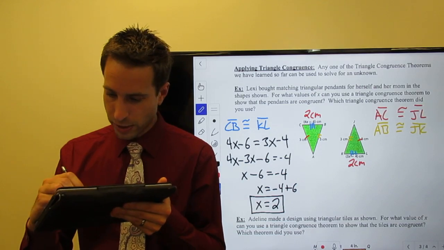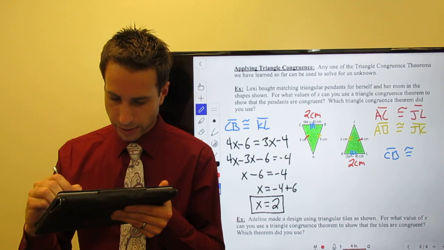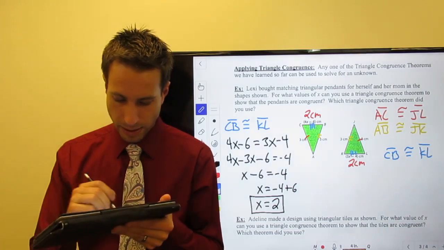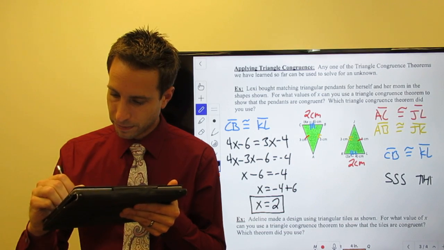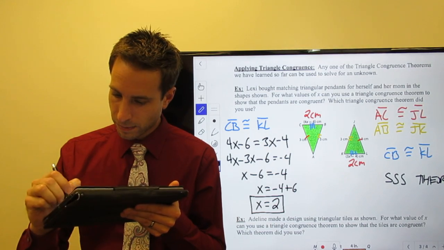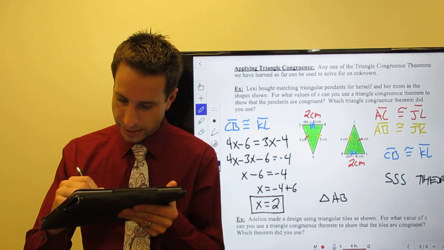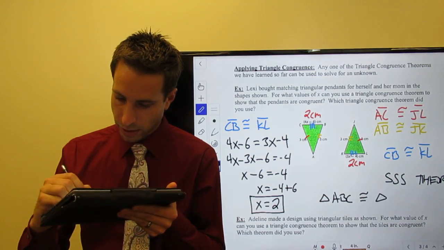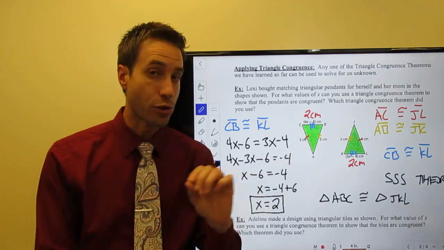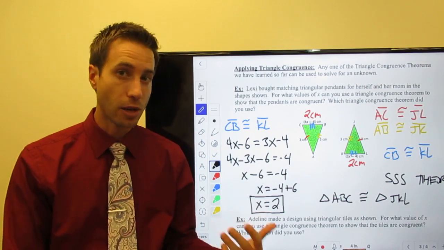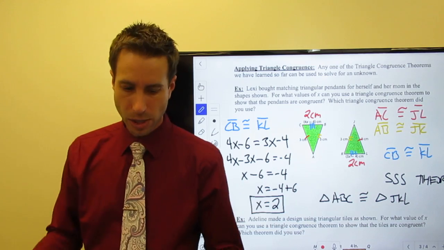And what I have shown is that CB is congruent to KL by the side theorem. These two triangles are congruent. Triangle ABC is congruent to triangle JKL, because I've just shown that the three pairs of corresponding sides are all congruent. And I did it doing a little bit of algebra. Let's do another one.